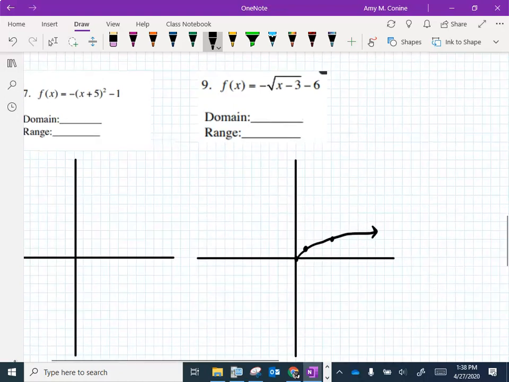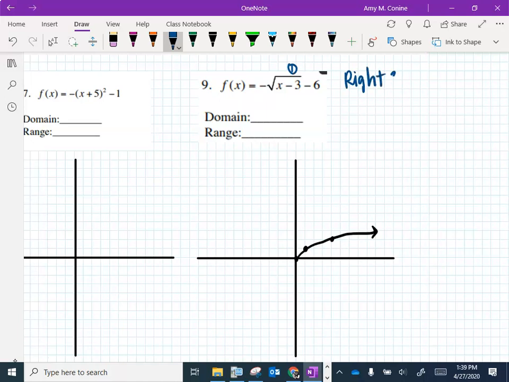I have a few transformations that I need to do. The first one is going to be shifting to the right 3, because that's my h. So I'm going to do shift to the right 3. So 1, 2, 3, 1, 2, 3, and we'll make that a dotted line here real quick. Okay, dotted.